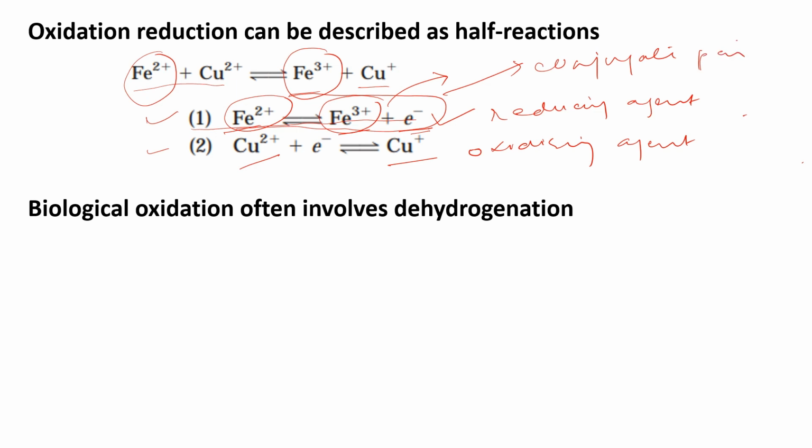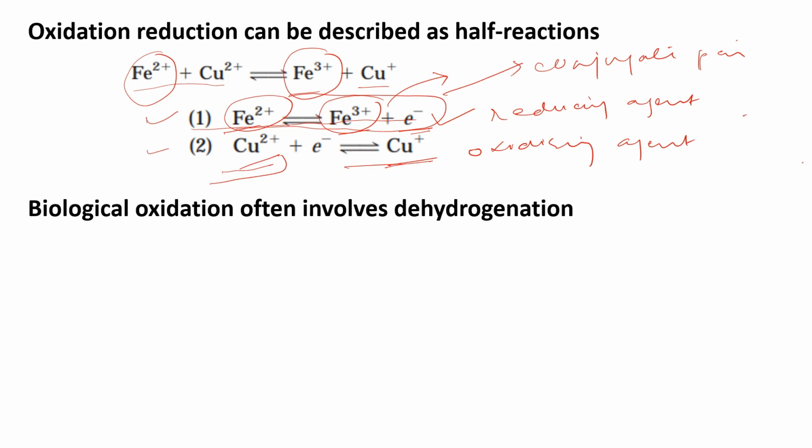Similarly, in the second half of the reaction, Cu2+ is an oxidizing agent because it is taking electron, and Cu+ is a reducing agent because it can donate electron. So in the second half also, Cu2+ and Cu+ make a conjugate pair of oxidizing and reducing agent. Clear? So oxidation and reduction can be described as half reactions. One half constitutes one conjugate pair, the second half constitutes the second conjugate pair.